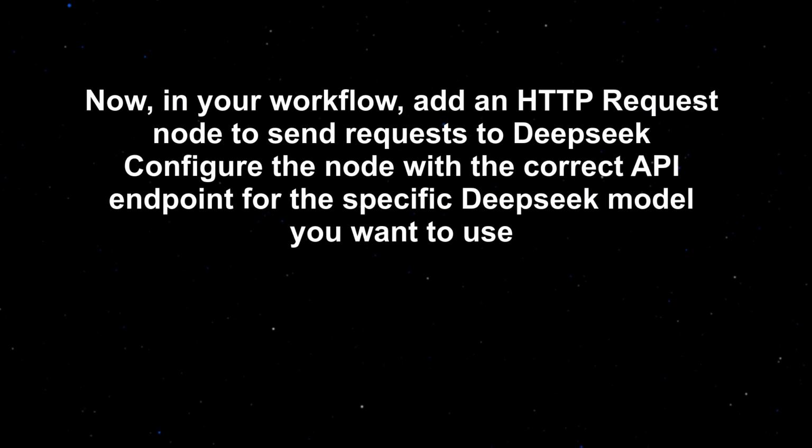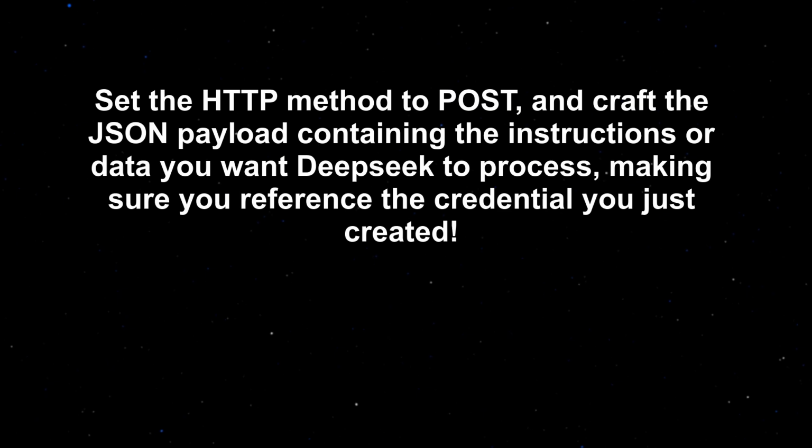Now, in your workflow, add an HTTP Request node to send requests to DeepSeek. Configure the node with the correct API endpoint for the specific DeepSeek model you want to use. Set the HTTP method to POST, and craft a JSON payload containing the instructions or data you want DeepSeek to process, making sure you reference the credential you just created.